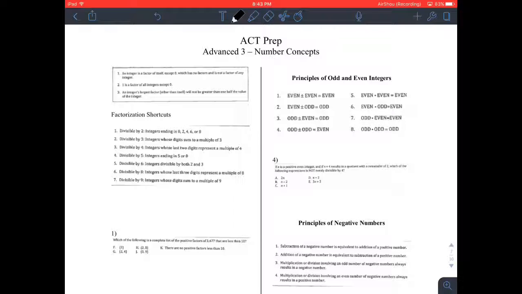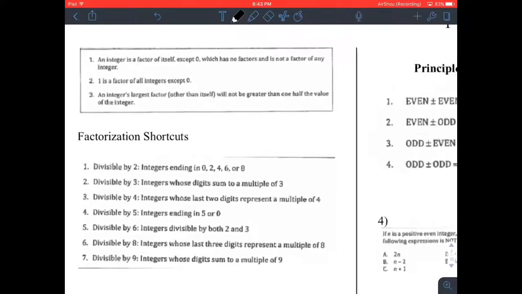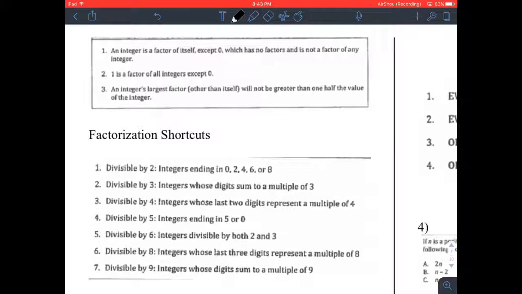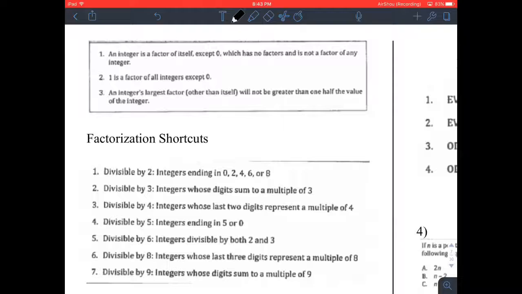All right, this is Advanced Lesson 3, Number Concepts. So here are some facts about factors. An integer is a factor of itself, except for 0, which has no factors. 1 is a factor of all integers, except for 0. An integer's largest factor, other than itself, will not be greater than 1/2 the value of the integer. All good things to know.